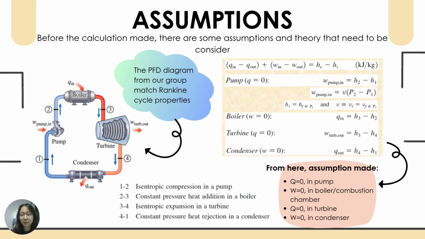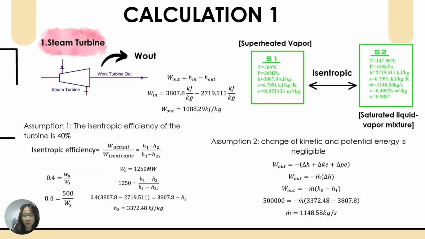Before moving into the calculation of the component, there are some assumptions and theory that need to be considered. Based on the explanation of PFD by my team member just now, we have noticed that our power plant cycle that consists of boiler, pump, condenser, and turbine fulfill the condition of the Rankine cycle. And based on this, some assumptions have been done that Q equals 0 in pump, W equals 0 in boiler or combustion chamber, Q equals 0 in turbine, and W equals 0 in condenser.